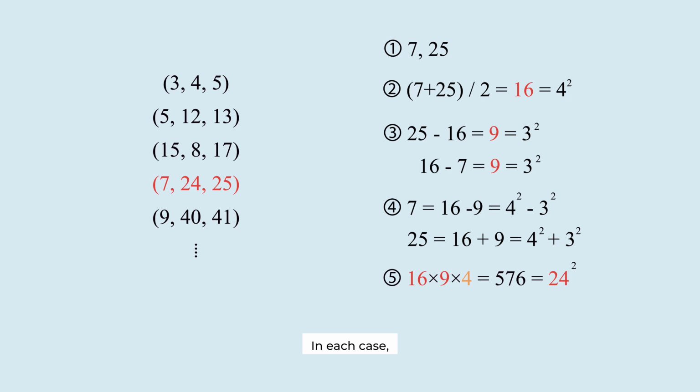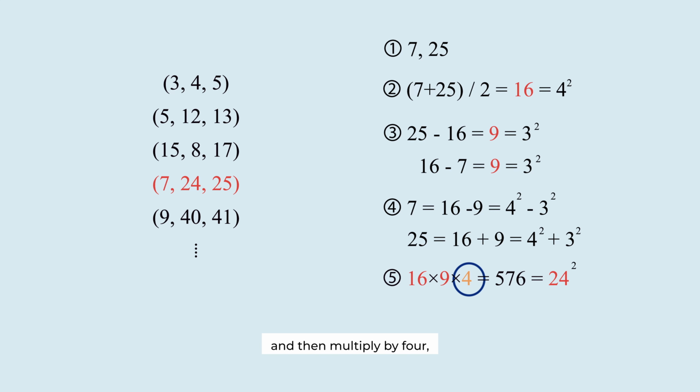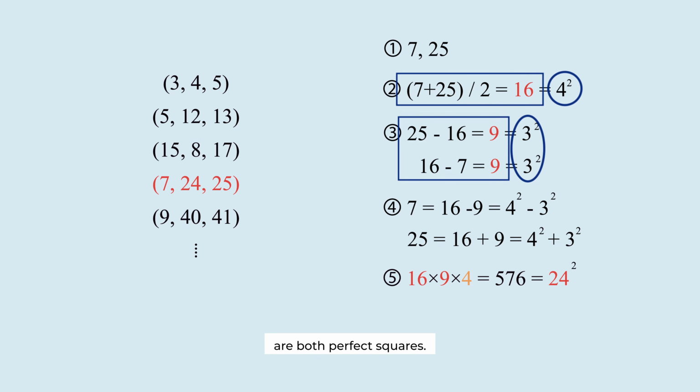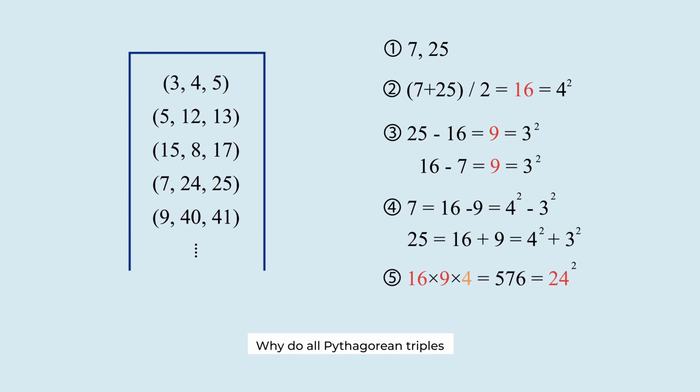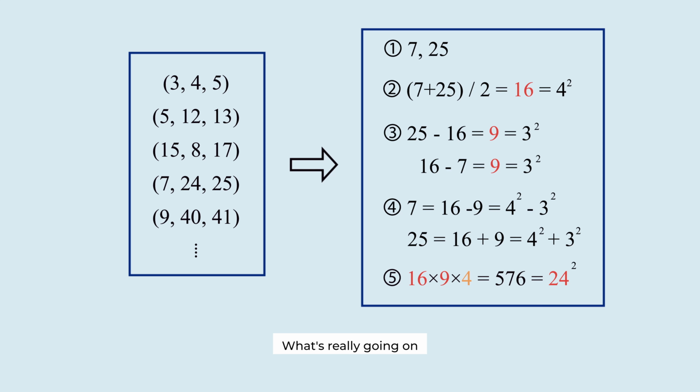In each case, if you take the average of two odd numbers and multiply it by the difference between the average and either number, and then multiply it by 4, you get the square of the even number. The average and the difference are both perfect squares. It's not a coincidence. Why do all Pythagorean triples seem to follow this pattern? What's really going on behind these triples?